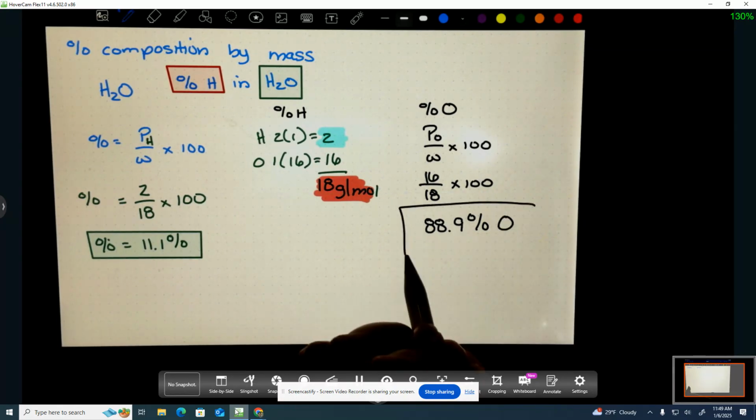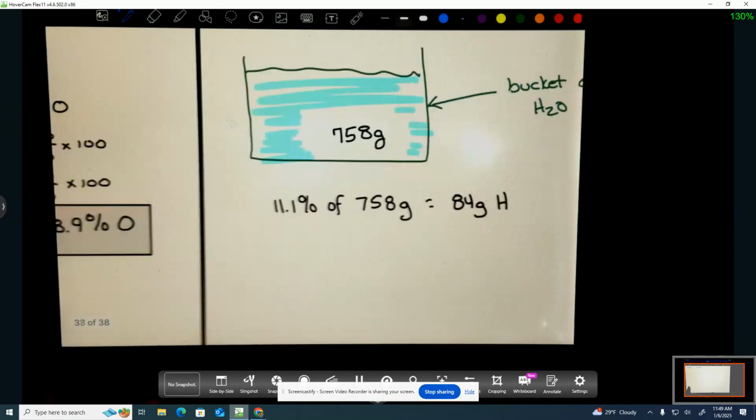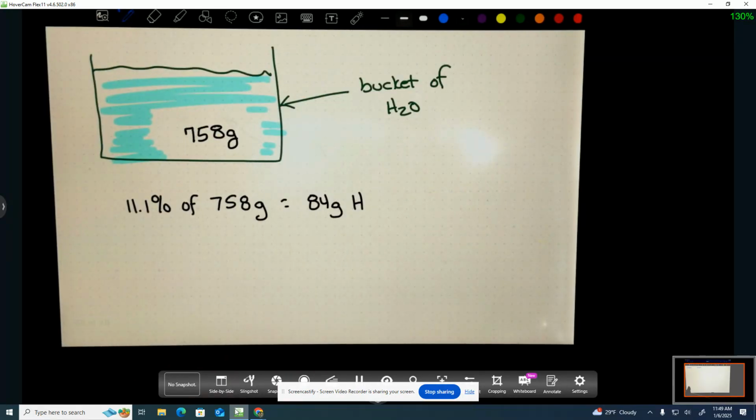Okay? So now, if that is the percent that's oxygen, how much of this 758 grams is oxygen?